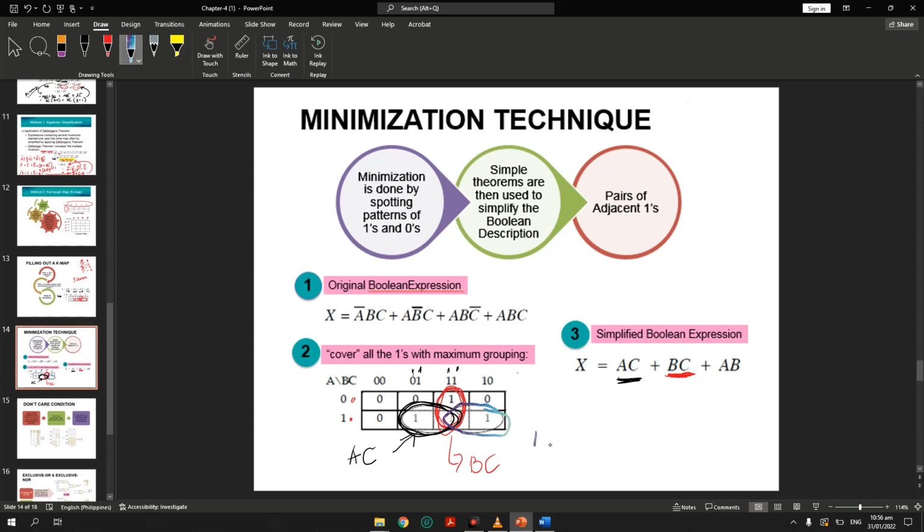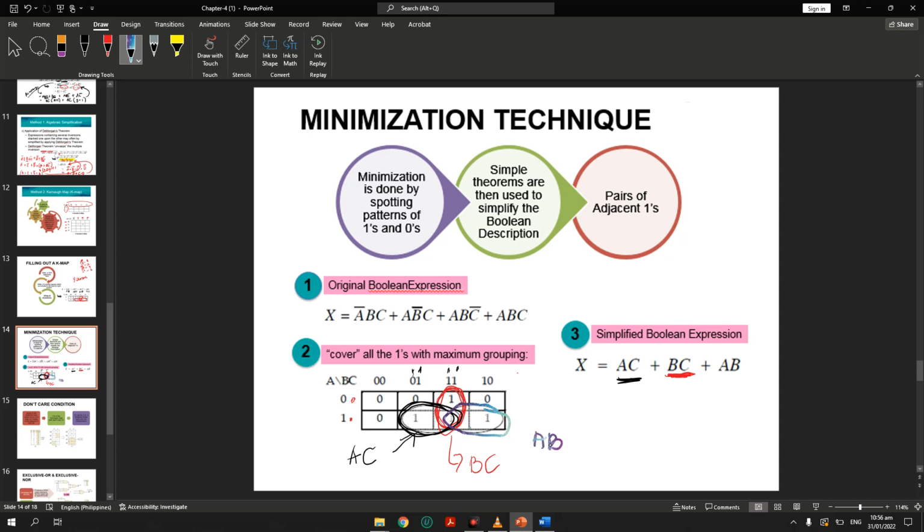So we have A. Next, how about the B? The B is 1 here and the B is also 1 here. So we have B. How about the C? The C is 1 here and 0 here. So we will not consider C because C is changing from 1 to 0.